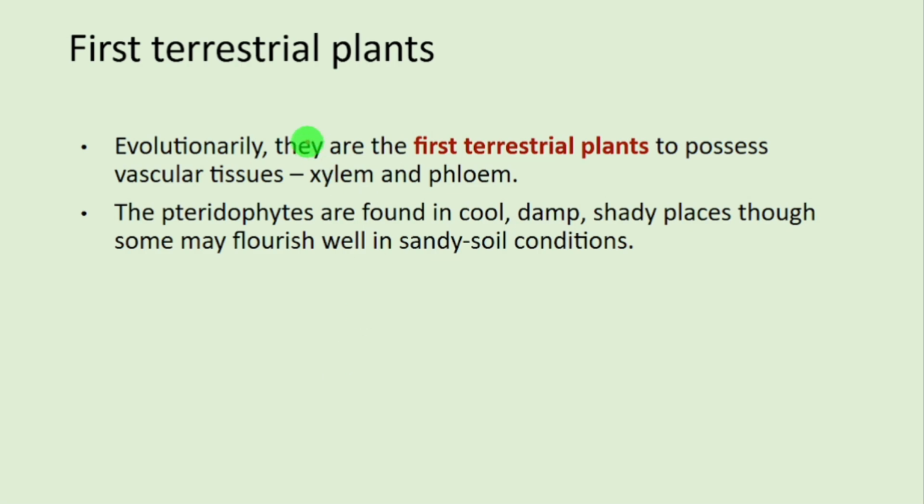So what is unique about pteridophytes is they are the first terrestrial plants. They possess vascular tissues, xylem and phloem. Pteridophytes are found in cool, damp, shady places, though some may flourish well in sandy soil conditions. So when we study the life cycle, you will understand that since for fertilization water is needed, therefore they are required to remain close to water bodies.